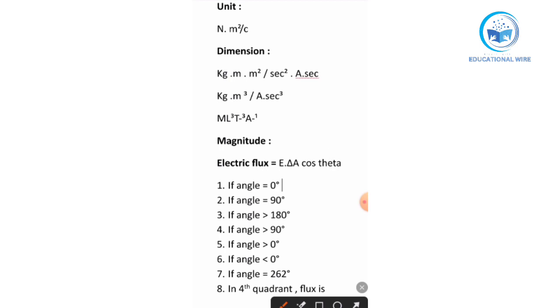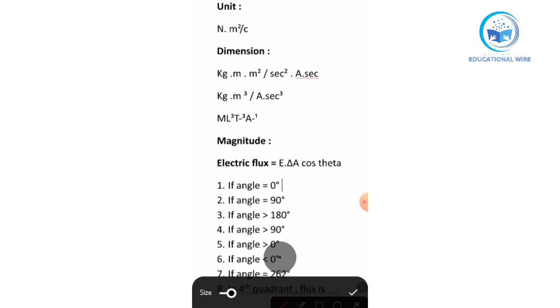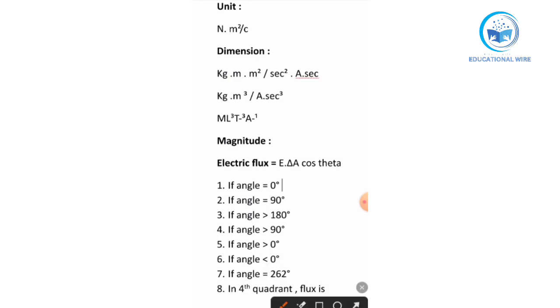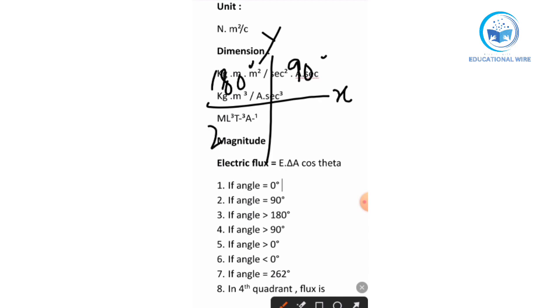And if our angle is greater than 180, let me make just an x-axis and y-axis diagram here. Remember that it's x positive and y positive, we will not count negative, because we have taken cos theta. Here we have 90 degree, here we have 180 degree, here we have 270 degree in the third quadrant, and in the fourth quadrant we have 360 degree. So it says that if the angle is greater than 180 degree.